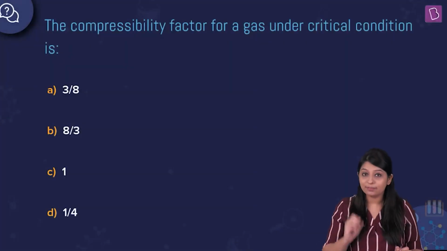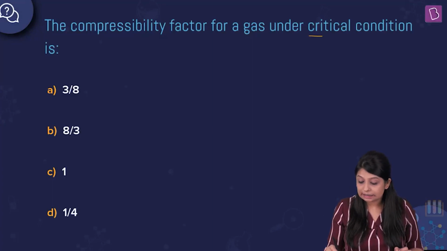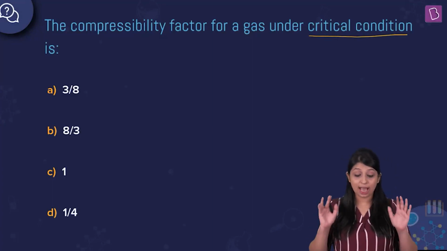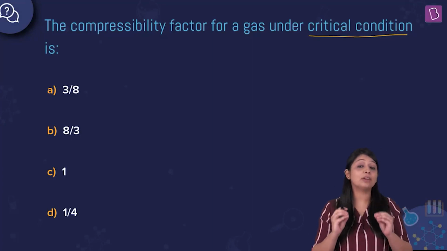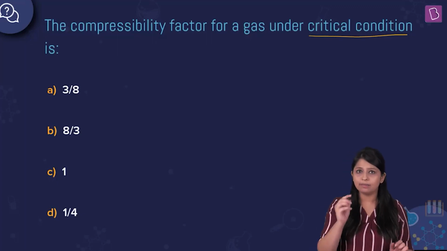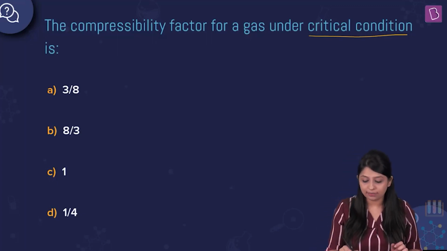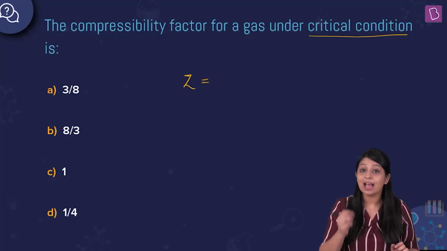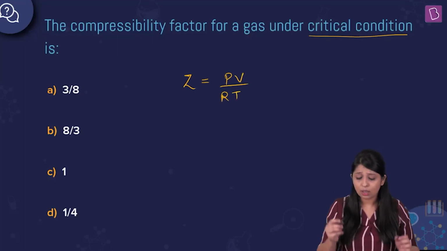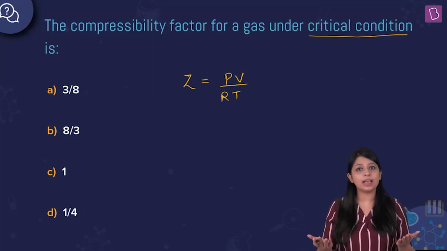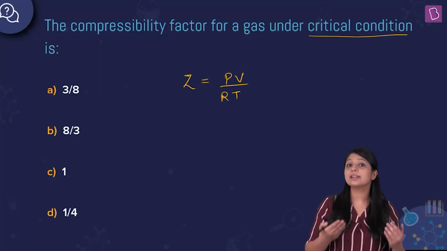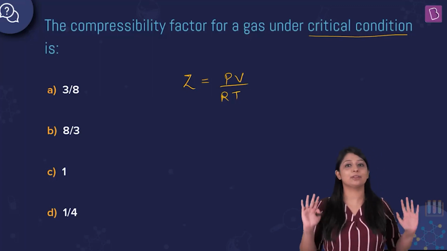The compressibility factor for a gas under critical condition is... Okay, so we have been given 4 options and we have to find the value of compressibility factor at the critical condition. Okay, and we know what is compressibility factor. Well, it is denoted by Z and is equal to PV upon RT, where P is the pressure of the gas, V is the molar volume, R is the universal gas constant, and T is the temperature of the gas.